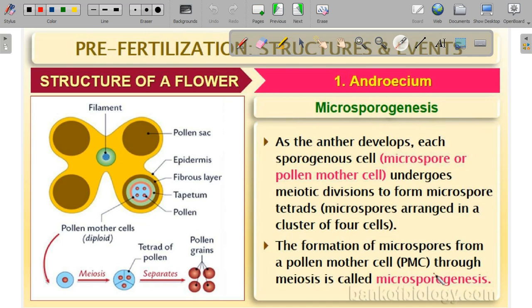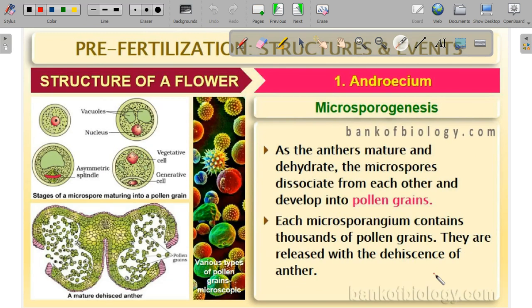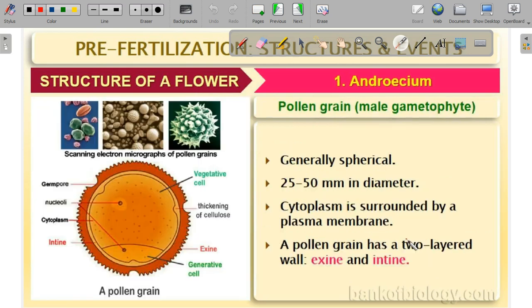The formation of microspores from the microspore mother cell is called microsporogenesis. The cell division involved in microsporogenesis is meiosis. After microsporogenesis, from every microspore the pollen grain has to be formed. For the formation of the pollen grain, some amount of mitotic division and mitotic differentiation takes place. I'm saying two different words: mitotic division and mitotic differentiation. So from the anther, the microsporangium, we get the pollen grains.